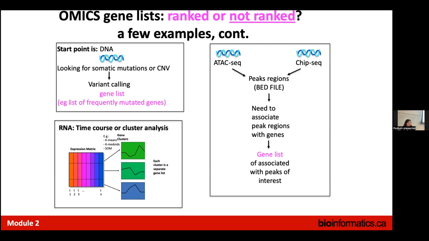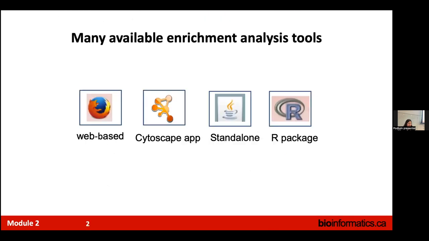And if you have other data in your project, then we can discuss: can you rank it, or do you have to use the defined gene list protocol? As I said previously, we are presenting a few tools during this workshop, but many other tools exist for enrichment analysis. They can be web-based, like gprofiler. They can be included in Cytoscape apps; I think it's the case of BiNGO and ClueGO. They can be standalone applications like GSEA that you download on your computer, or they can be included in R packages or in Python.